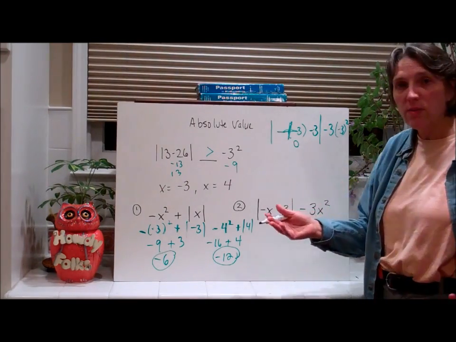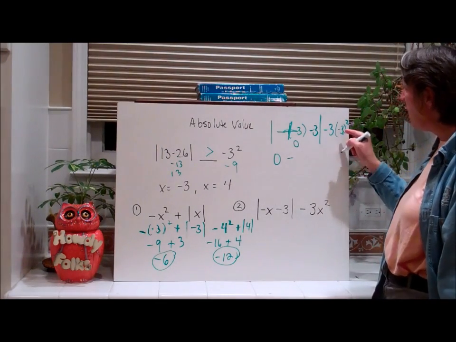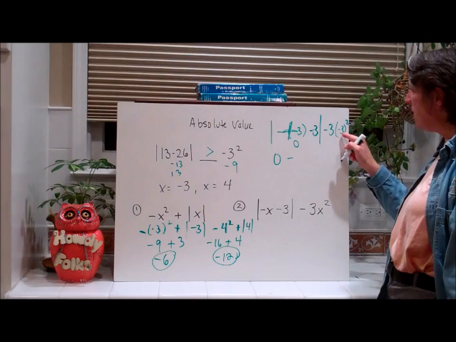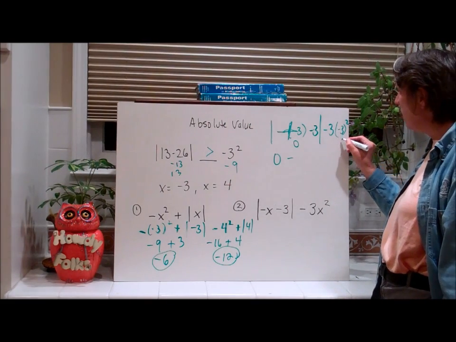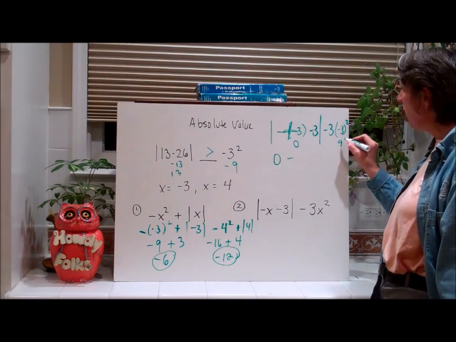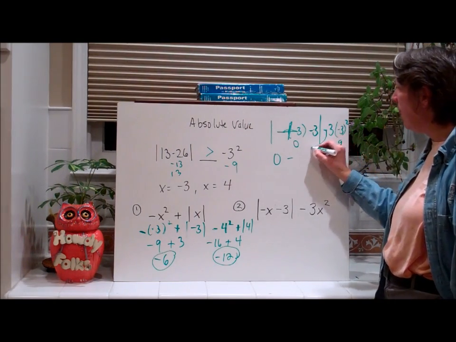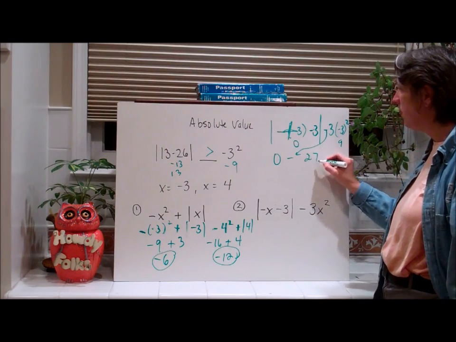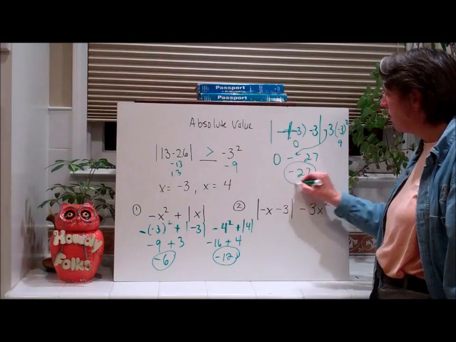Okay, the absolute value of 0 is 0. Then I have minus, this is 3 times negative 3 squared. So negative 3 squared is 9. And 3 times 9 is 27, and I bring down my minus sign. So 0 minus 27, which is negative 27.